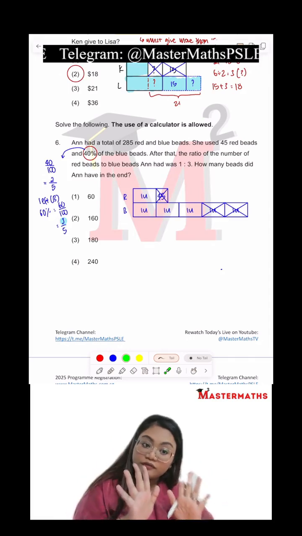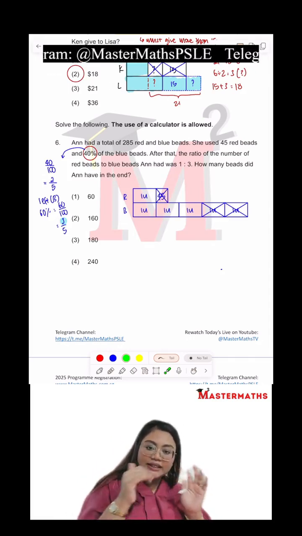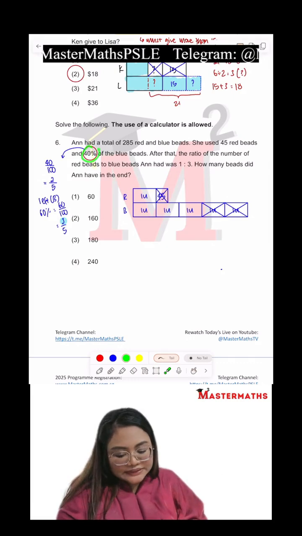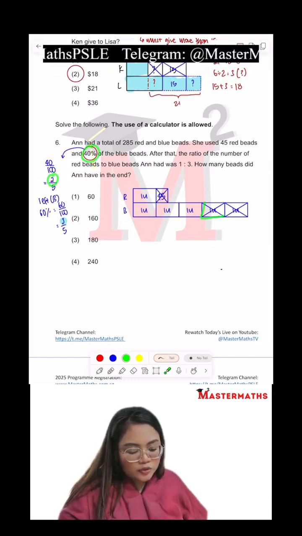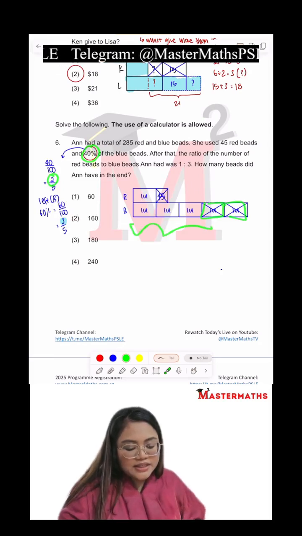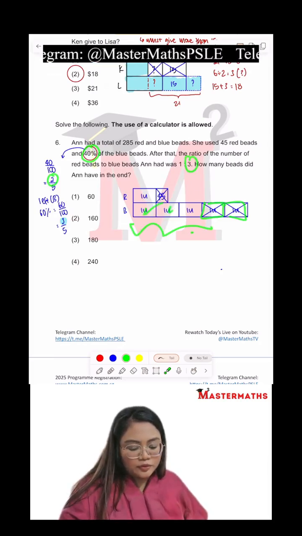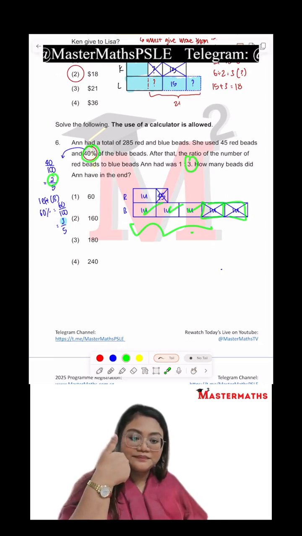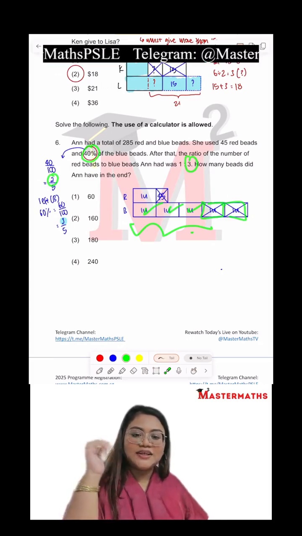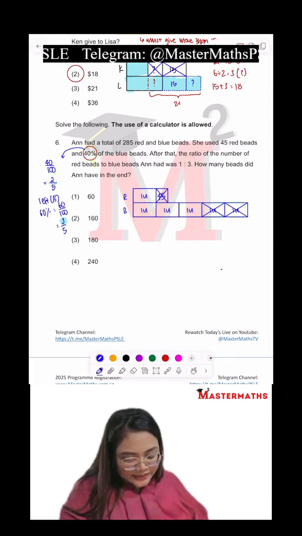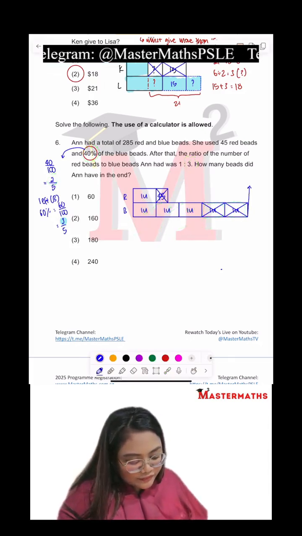Everybody can follow so far? Okay, can understand? One more time. 40% is 2 out of 5. So you take out 2 out of 5. Balance must be 3 out of 5. 1, 2, 3. Okay? Okay? Alright. So then with that, the total at first was 285.